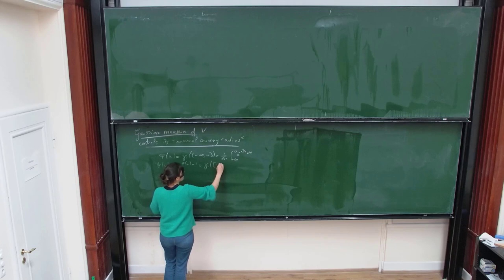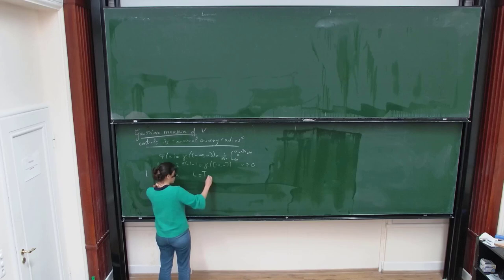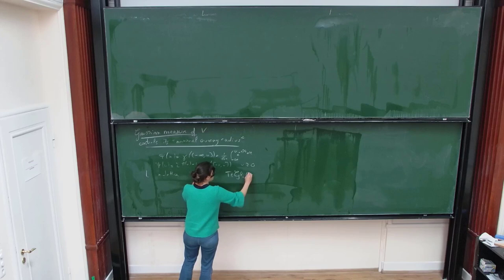What else? I'll use the notion of n-lattices. What is an n-lattice? It's a linear image of Z^n. What other notations do I need?